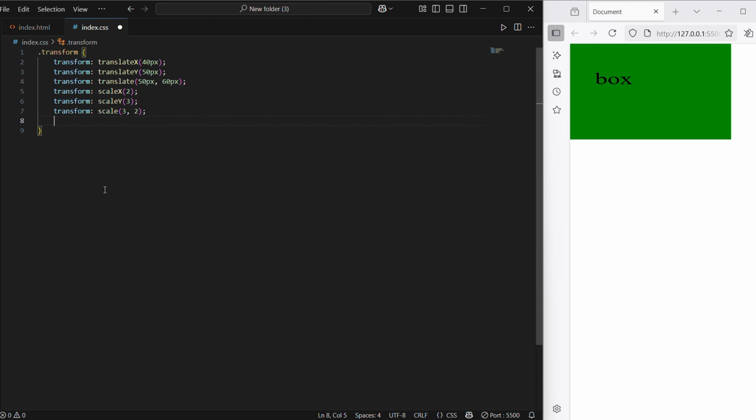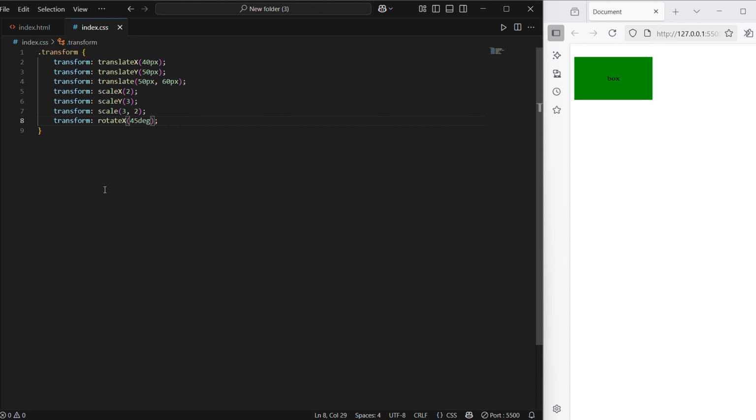The third thing is rotate. By rotate, you can change the rotation like this: transform rotateX, and the property of this is degree. For example, 45 degree. It counts 45 degree. If I change this into 180 degree, it changes 180 degree like this.